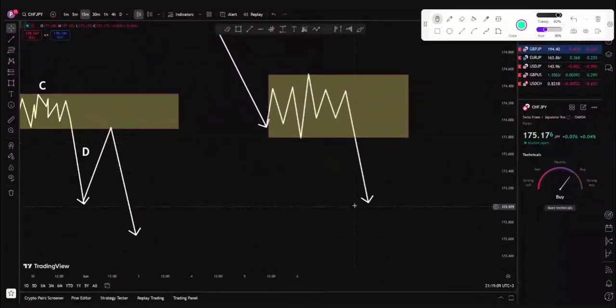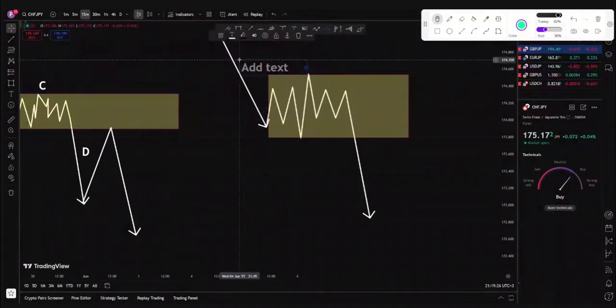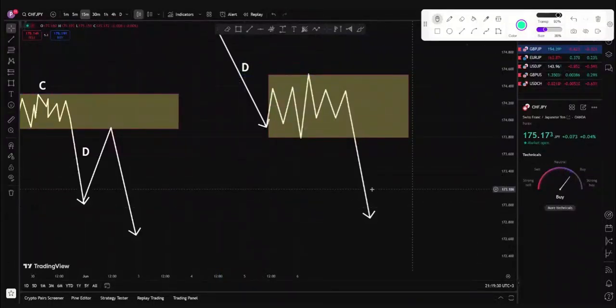Now the third thing we said you should do is label your supply or demand zone. This started with a sudden drop, the market going down. We said this is called a drop, so I'm going to label that with a capital D. For the consolidation, we said we label that with a capital C.